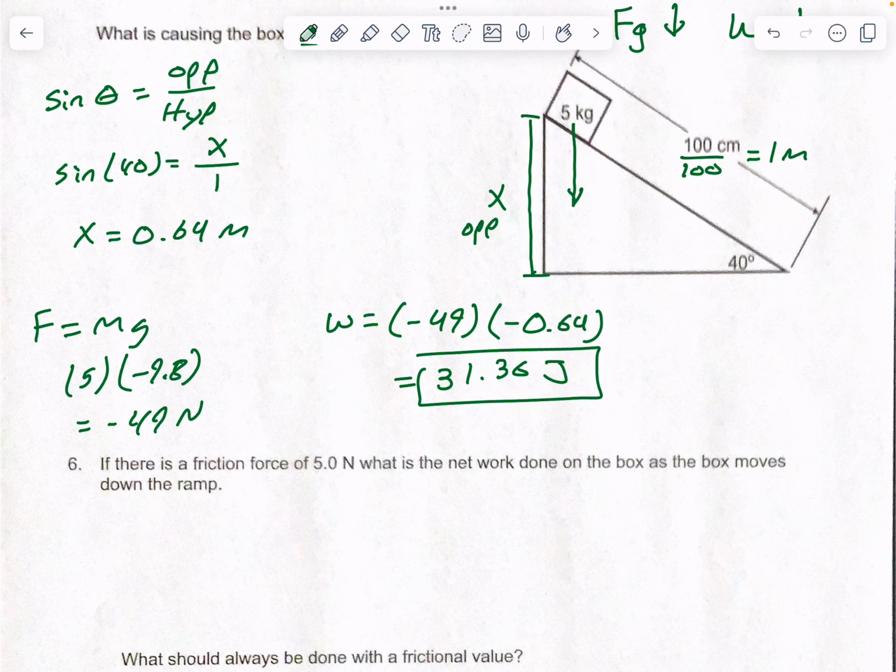Now, let's say there's a friction force of 5 newtons. What is the net work done on the box as the box moves down the ramp? Net work just means the total work going on. We're just going to add up all the work going on and see what our total work would be.